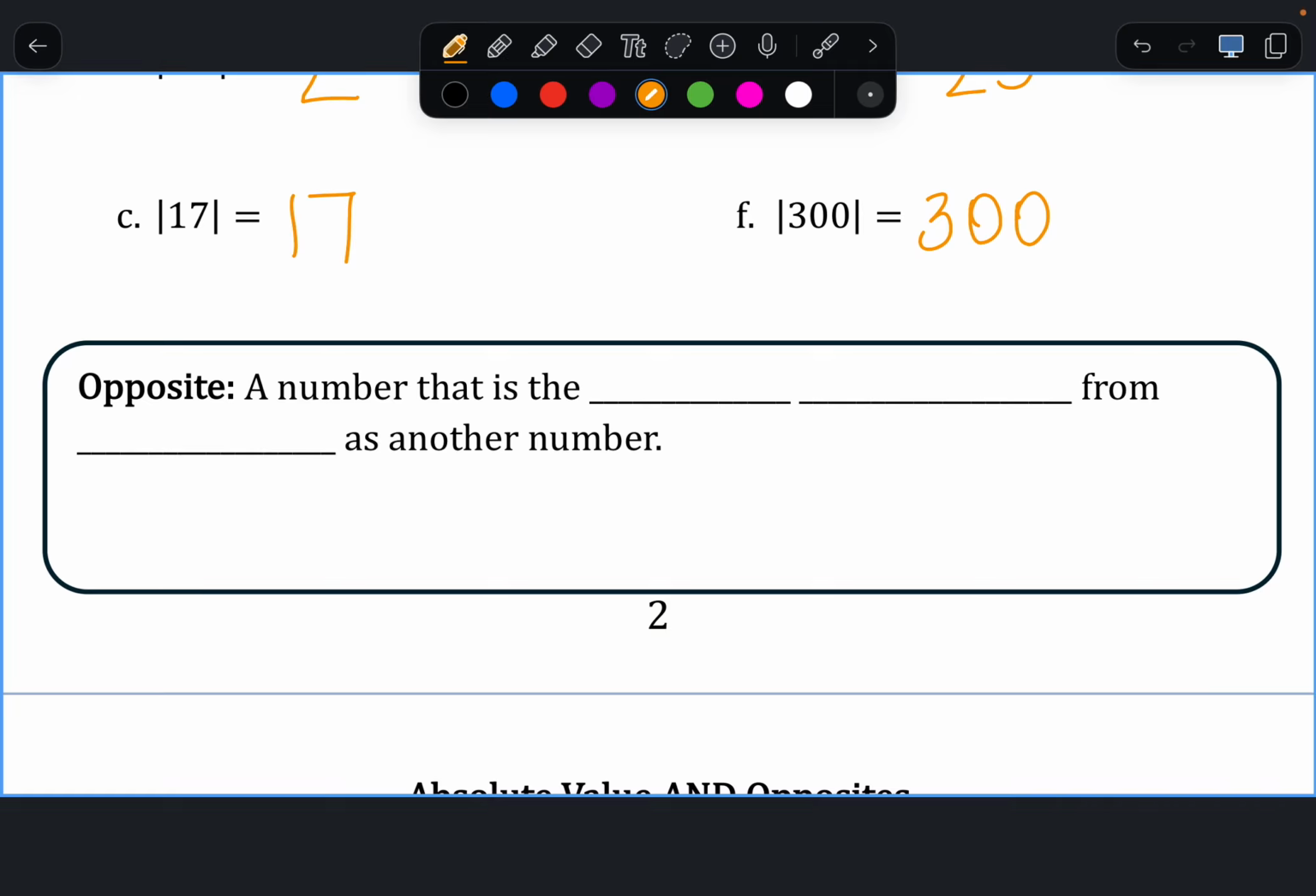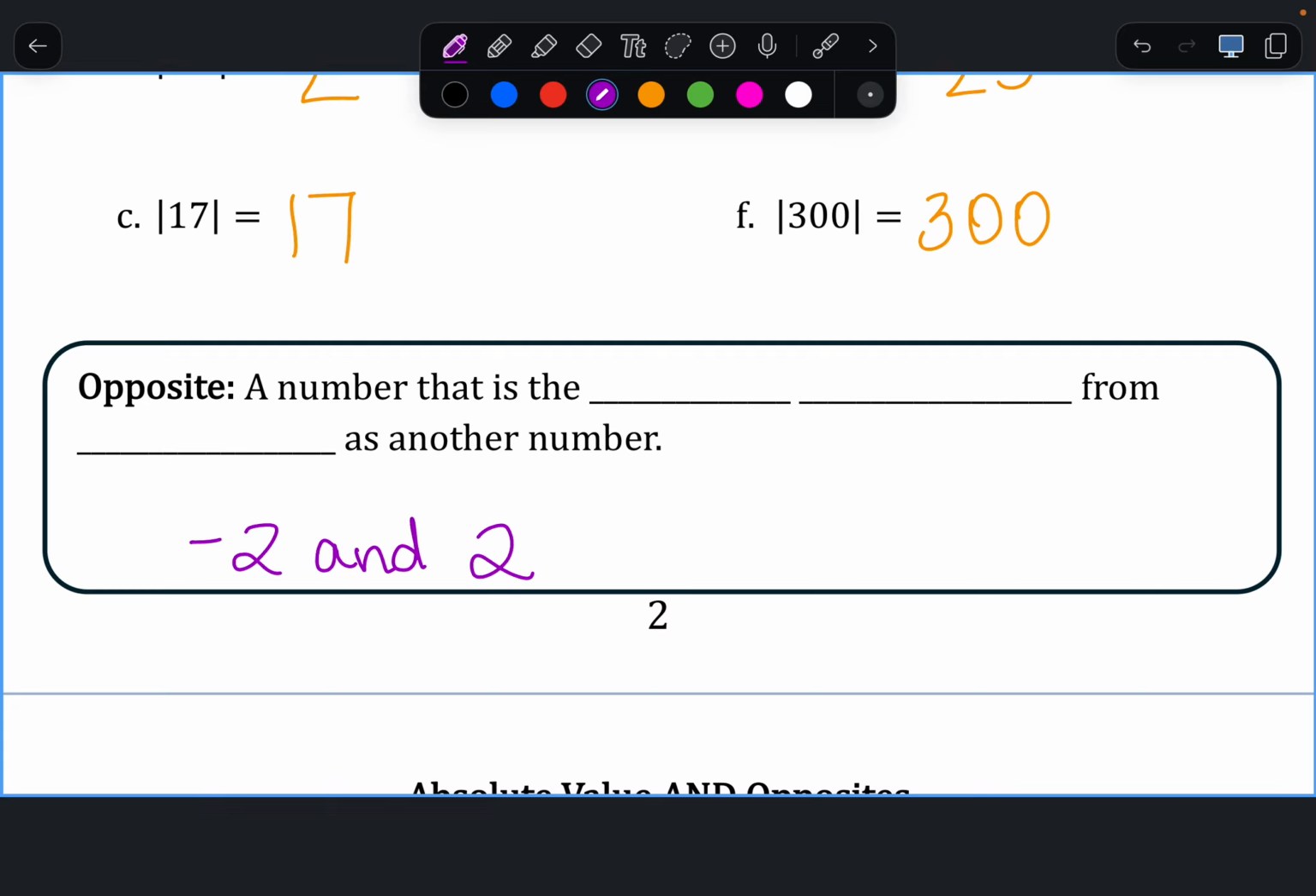Now, let's talk about the vocabulary word opposite. Ronell, can you give me 2 numbers that are opposites of each other? Opposites, -2 and 2 are opposites of each other. What's true about both of these numbers? Jackson. They're both 2. Or they both have a 2 in it. Okay. The absolute value of both of them is 2.